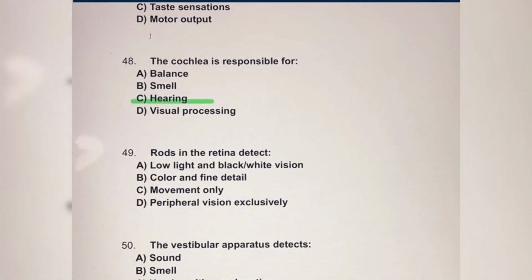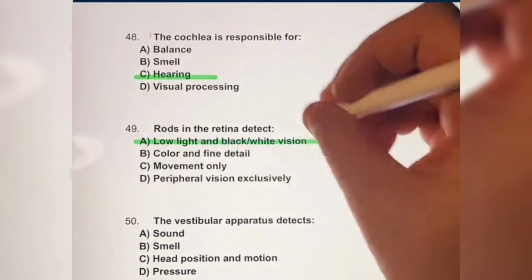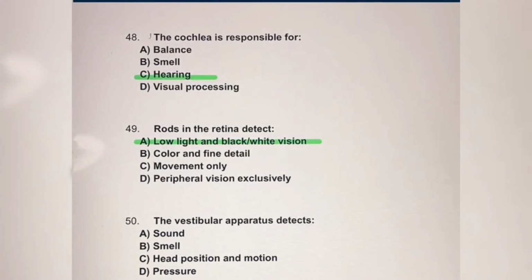Number 49, you have rods in your retina. And what do they detect? A, B, C, or D? The answer choice is going to be A there. That is for low light and black and white vision. If you got that one right, put a 1 in the chat. Let us know you got it right. Again, rods are sensitive to dim light. Cones are going to detect color and fine detail.